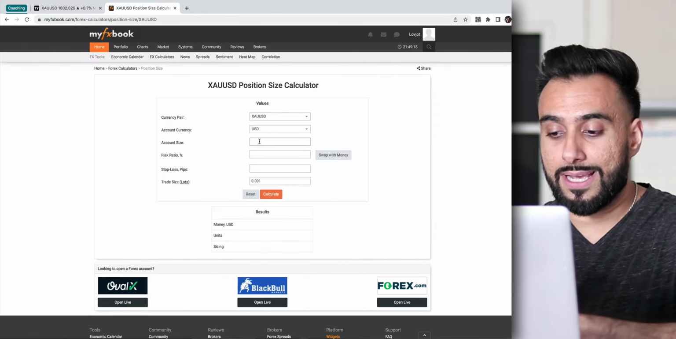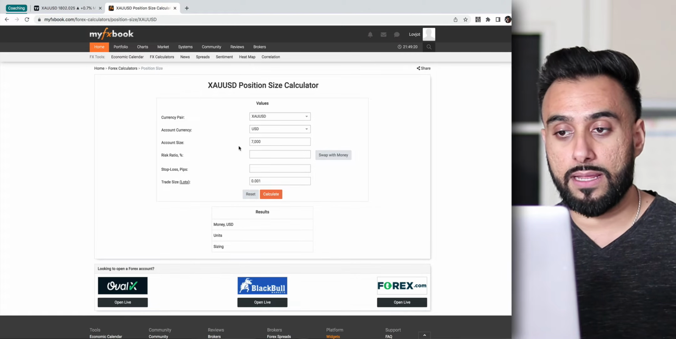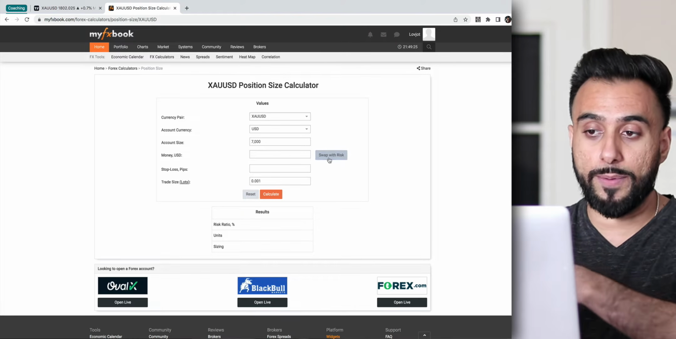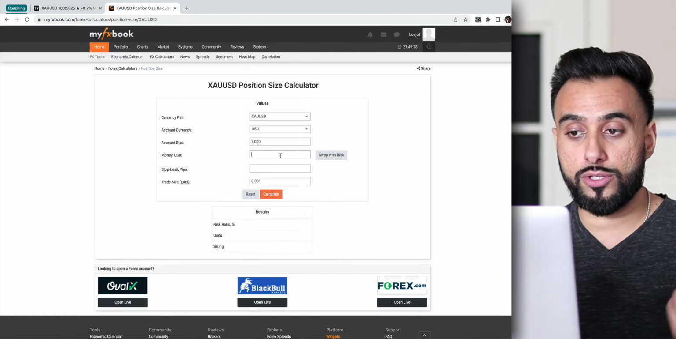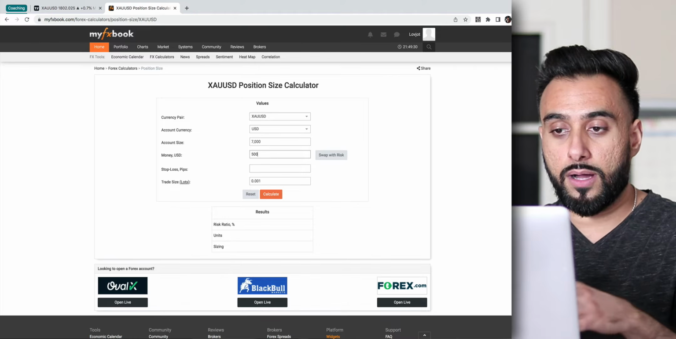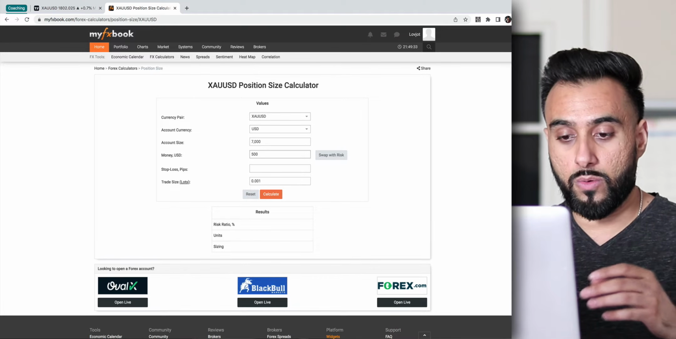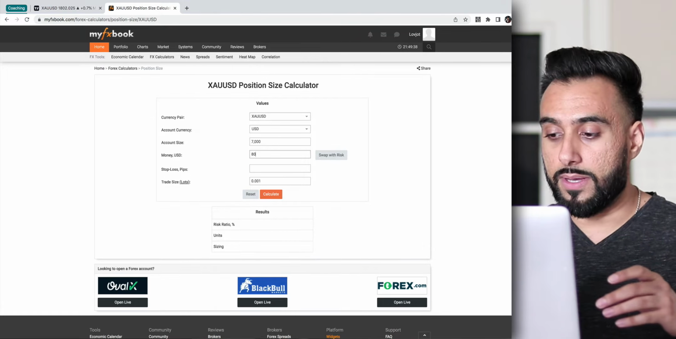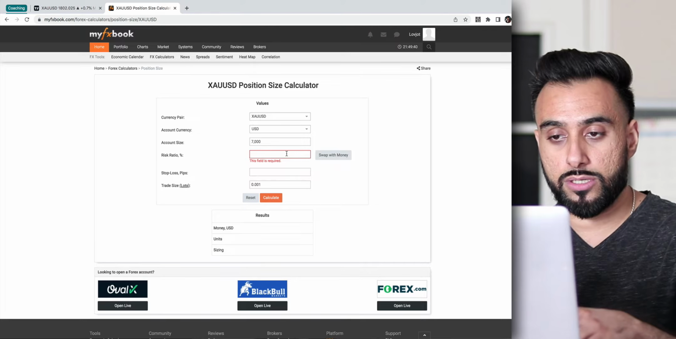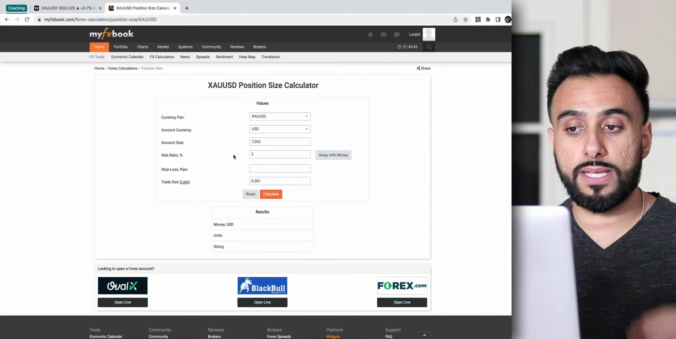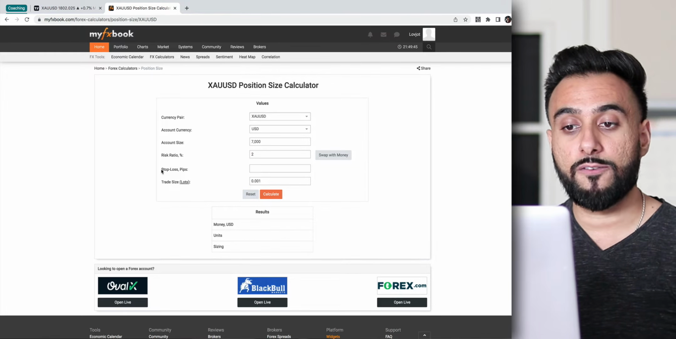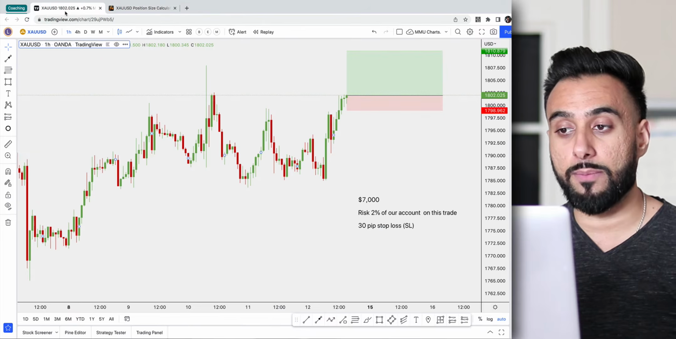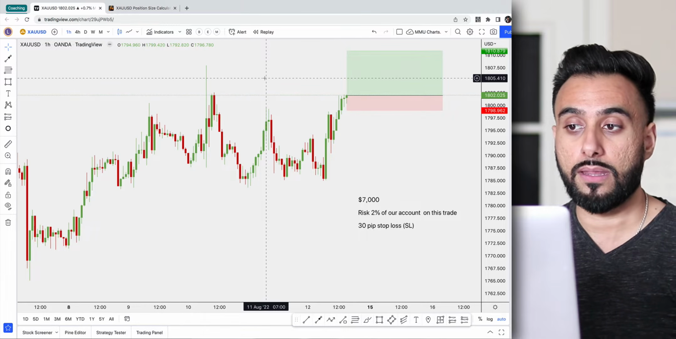So we're going to put our account size at $7,000. Just as I mentioned, we're risking 2% of our account. Just know you can also swap it with money. If you want to risk a certain amount of dollars, like 500 or 100 or 80 bucks, you can put the dollar amount here. But let's stick with the percentage. We're going to risk 2%. Now, this field here, the stop loss pips, is how we are able to calculate the risk and the actual lot size.